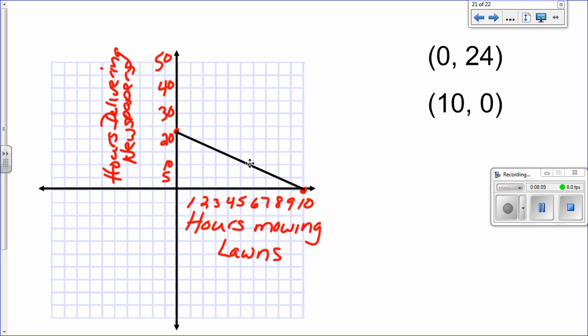The nice part about this is when you look at this equation, any combination of hours mowing lawns plus delivering newspapers is going to earn him $120. So it's not just he has to work 10 hours mowing lawns and not deliver newspapers, or he has to deliver newspapers for 24 hours and not mow any lawns to earn $120. Any point that falls on this line and the combination of coordinates will tell you how long he has to work either mowing lawns and delivering newspapers to earn the $120.